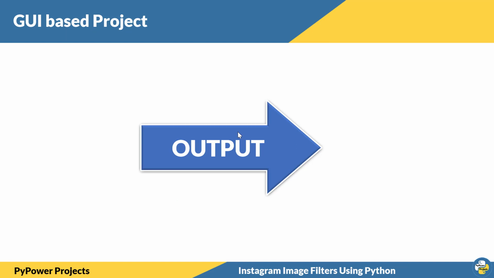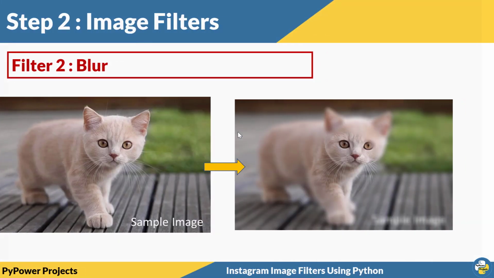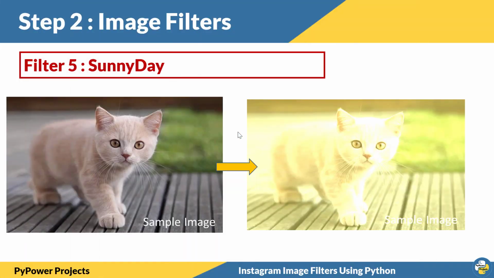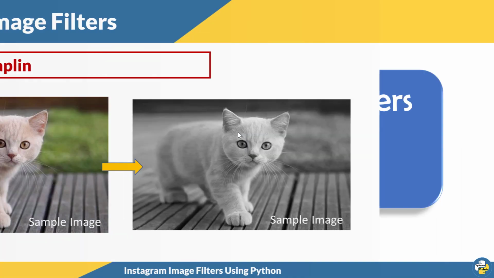Now let's look at all six outputs together. When you select an image in your Instagram and apply filters one by one by sliding the filter navigation bar at the bottom, a similar output we can see here. So let's have a look. This is invert, this is blur, this is portrait, sepia, sunny day, and Chaplin. Now let's look at the code and the actual running of this GUI. So let's move.